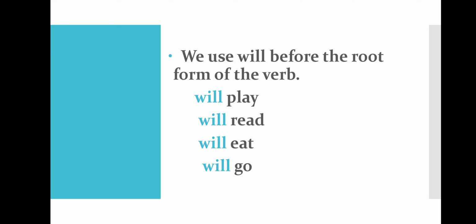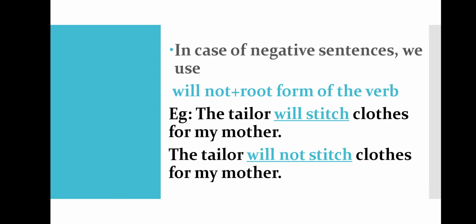Will is almost always used for making sentences in simple future tense. Now the next point is, in case of negative sentences, we use will not plus root form of the verb. In the last slide we have told that we use will and then the root form of the verb. But in the case of negative sentences, we just add not. Will not plus root form of the verb. Let's look at the example given here.